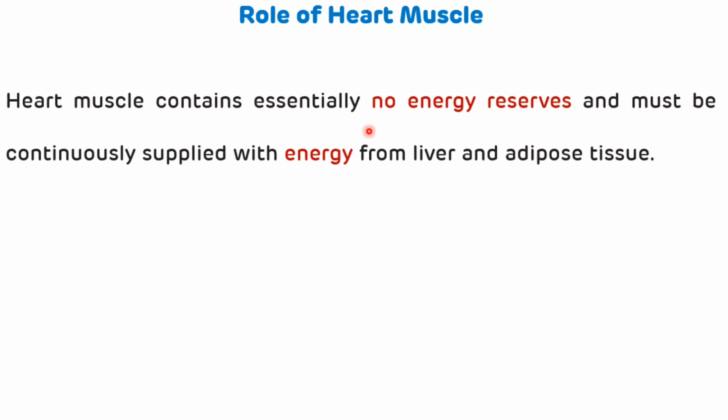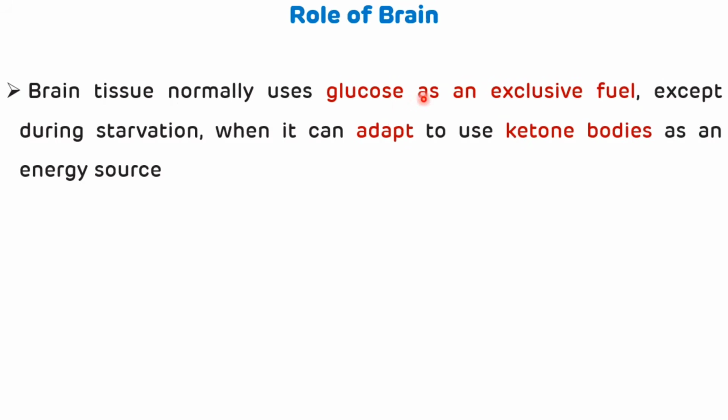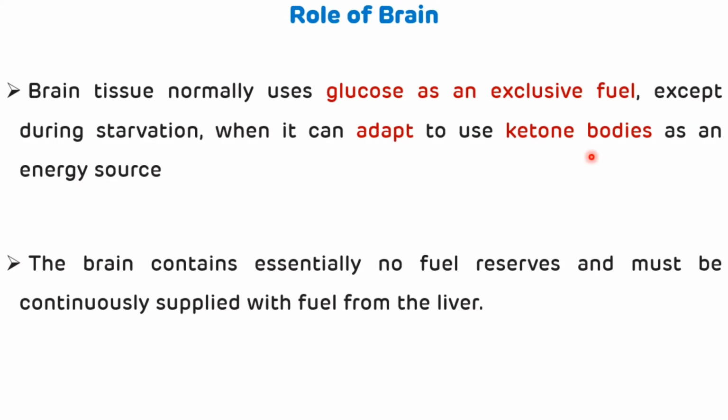Role of heart muscle. Heart muscle contains essentially no energy reservoirs and must be continuously supplied with energy from the liver and adipose tissue. Role of brain. Brain tissue normally uses glucose as an exclusive fuel, except during starvation when it can adapt to use ketone bodies as an energy source. The brain contains essentially no fuel reservoirs and must be continuously supplied with fuel from the liver.